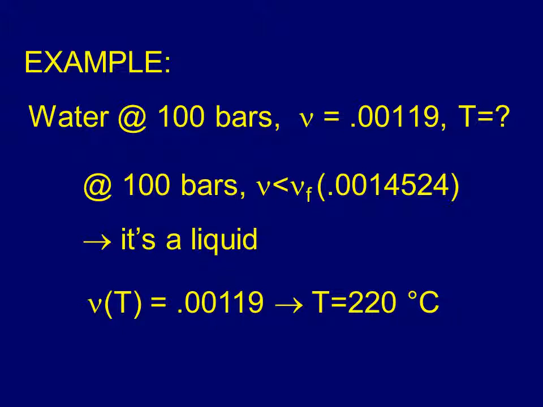At that point we ask, what temperature gives us this volume of 0.00119? Searching through the saturated liquid tables, you'll find that that volume occurs at a temperature of 220 degrees C. So you conclude, knowing that it's a liquid and that that temperature gives you the volume you have, that the temperature must be 220 degrees C or something close to that.